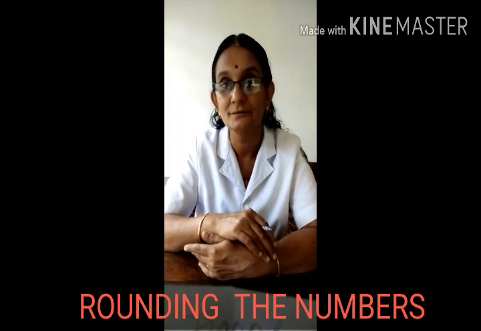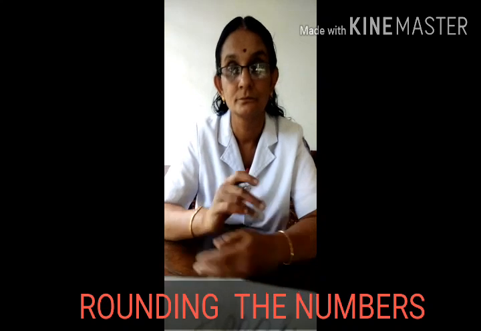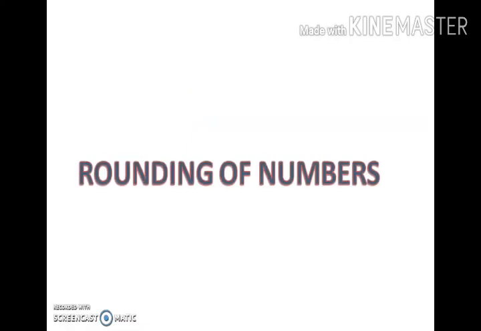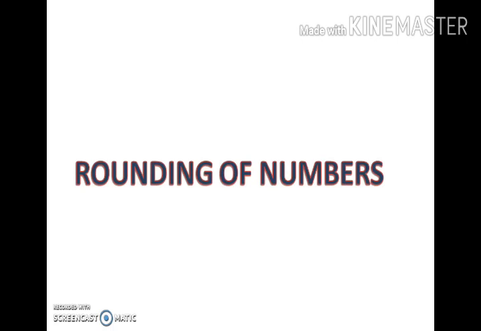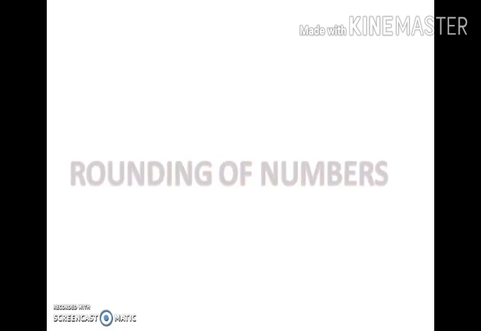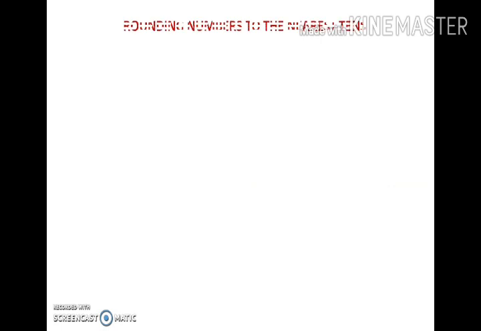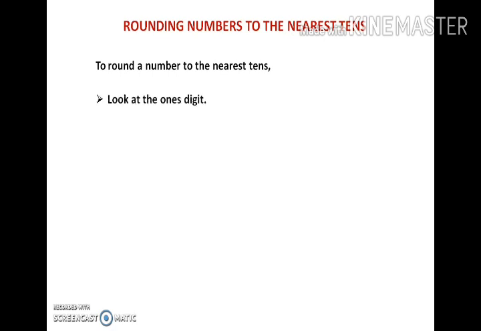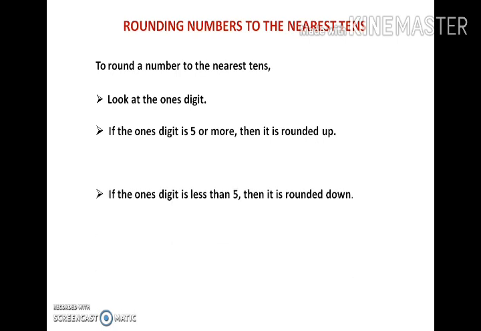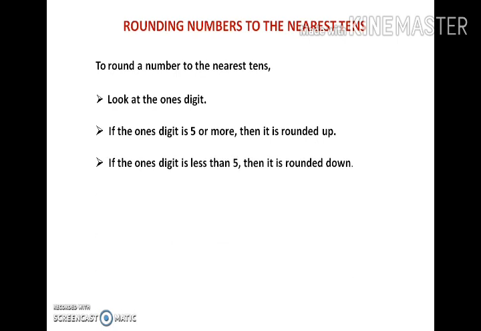Are you ready? Okay. Rounding of numbers. Today we will learn how to round numbers. First, let us learn how to round numbers to the nearest tens. To round a number to the nearest tens, we have to look at the ones digit. Remember, ones digit. If the ones digit is 5 or more, then it is rounded up. If the ones digit is less than 5, then it is rounded down.